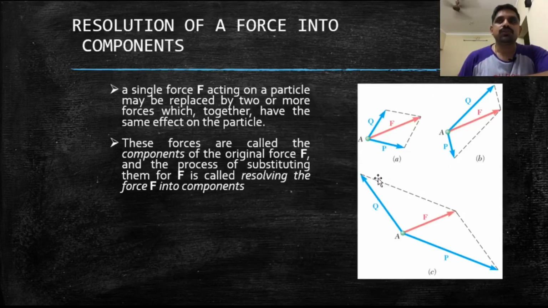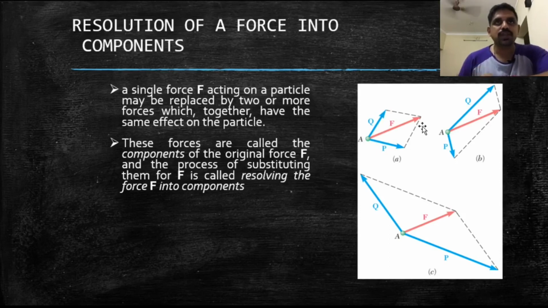Now, resolution of force into components. You have one vector, you can divide it into two vectors. So if you follow the same order here, I have a force which is represented by this P and Q. So the sum of P and Q will give me a force vector F.